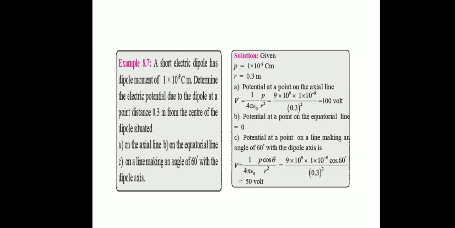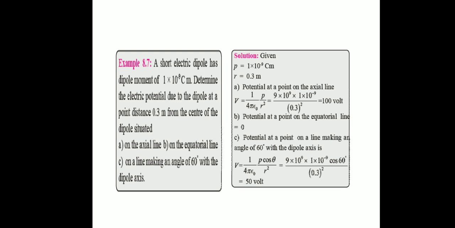Then the point is at a distance 0.3 meter from the center of the dipole. So the R value is 0.3 meter. Now let us first write the formula for electric potential due to a dipole, which is V is equal to 1 upon 4 pi epsilon 0 P cos theta upon R square. This is our general formula for potential due to an electric dipole.